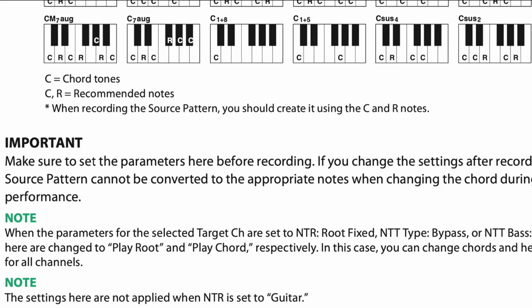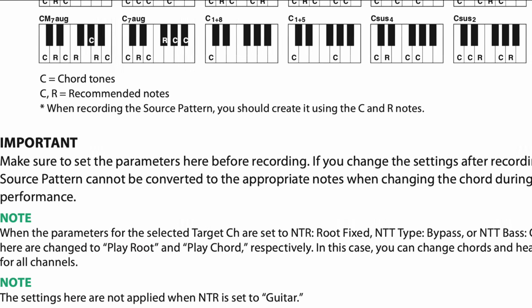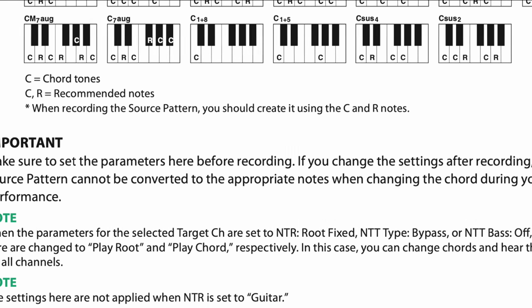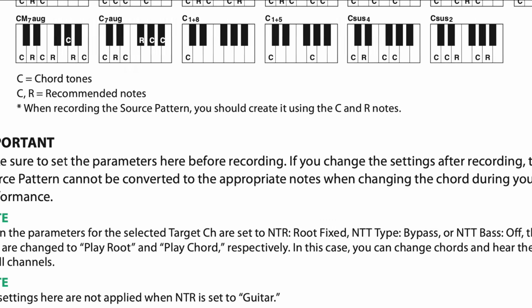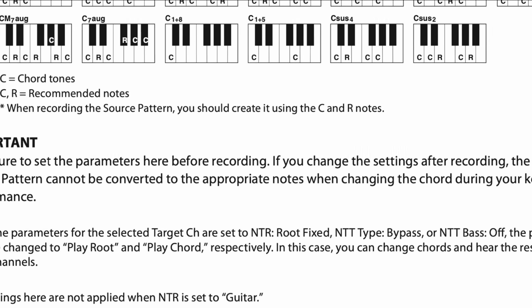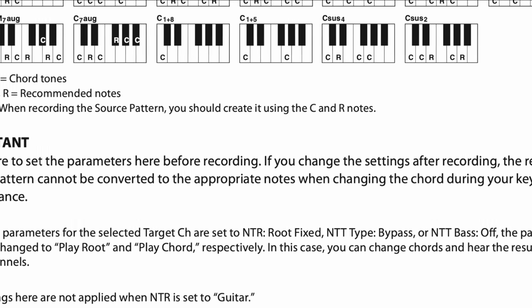You'll notice here that it says when the parameters for the selected target channel are set to NTR root fixed, NTT type bypass, or NTT bass off, the parameters here are changed to play root and play chord, respectively. In this case, you can change chords and hear the resulting sound for all the channels.